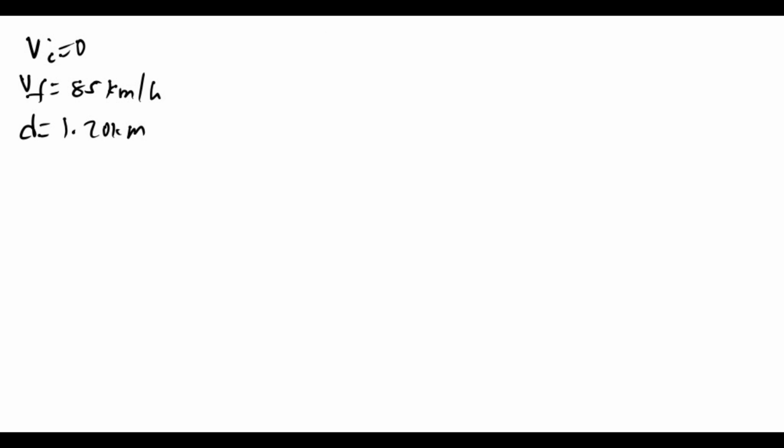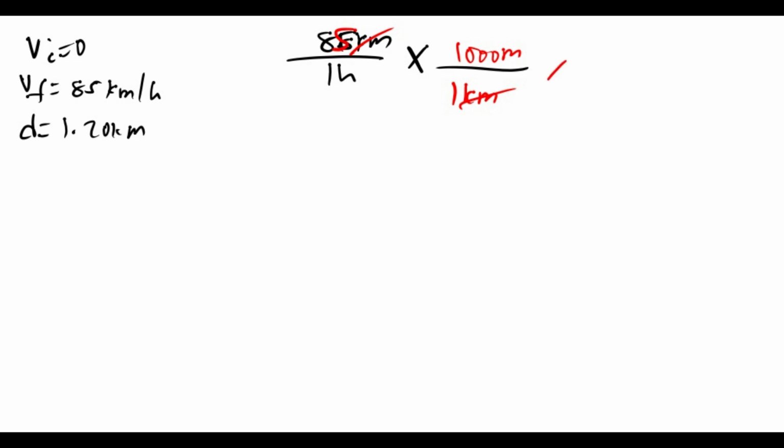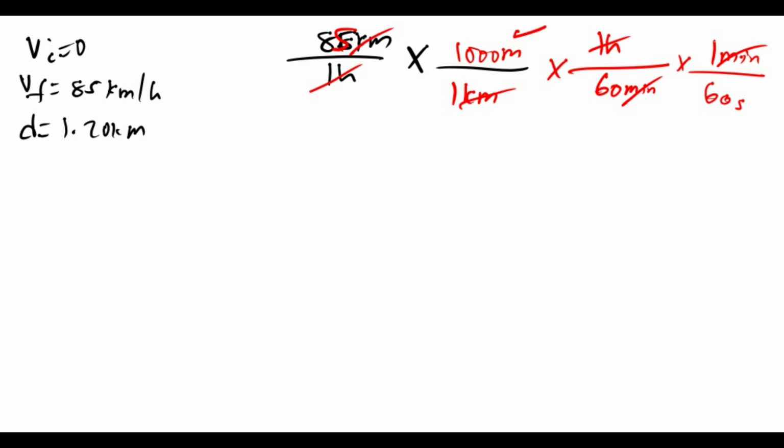Okay, so 85 kilometers per 1 hour. I'm going to convert. I'll start with kilometers. We know that in 1 kilometer there is 1000 meters. Kilometer and kilometer will cancel. I'm done with meters. I'll go to hours. In 1 hour there is 60 minutes. But again I have to convert minutes. In 1 minute there is 60 seconds. Meaning the minute and minute will cancel, the hour and hour will cancel. Now I've remained with meters and seconds. That's what I want.